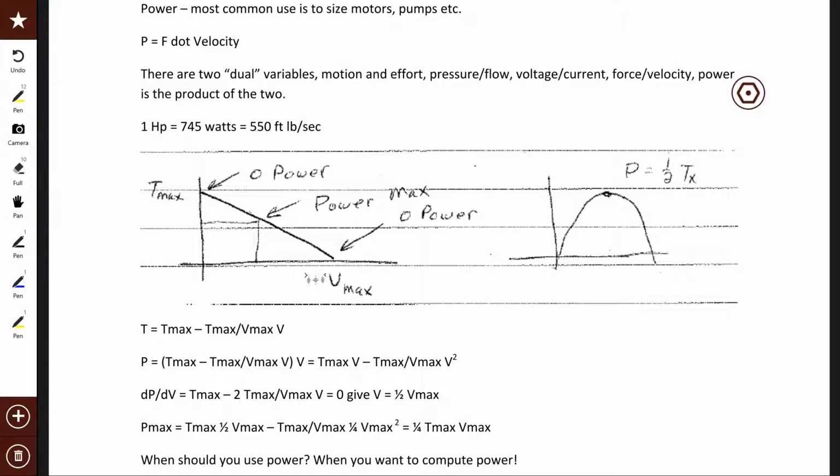In all systems, there is always two dual variables. One is an effort, and one is a flow. So in dynamics, the effort is forces, torques. Those are the only two that you've seen. Your flows are velocities and angular velocities. Okay, one's a motion and one is a push, if you want to think of it that way.